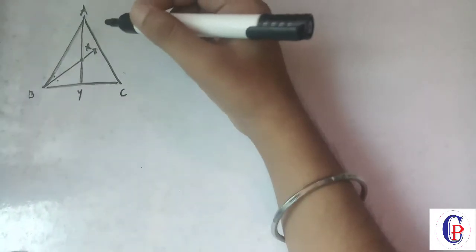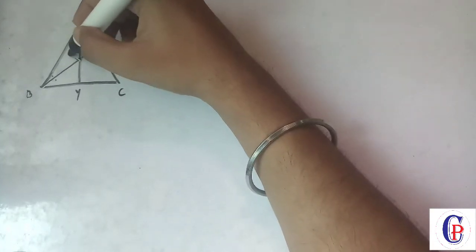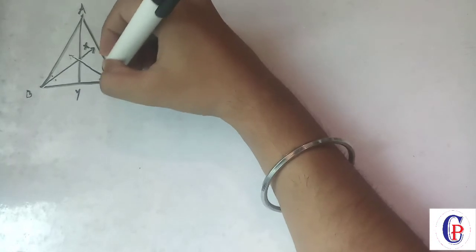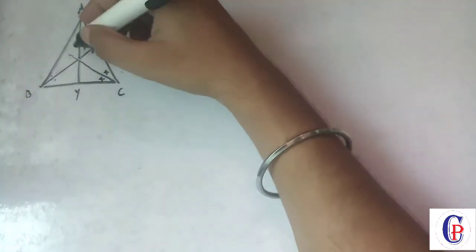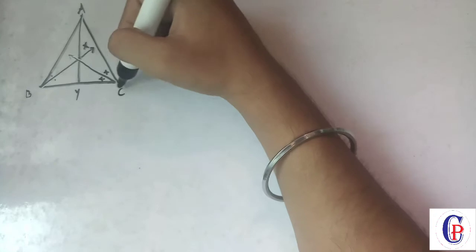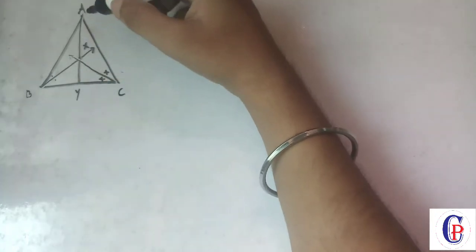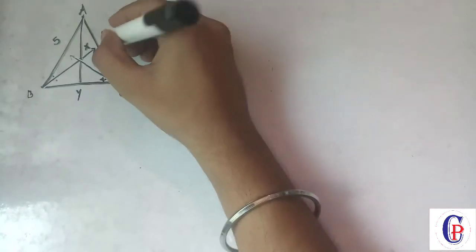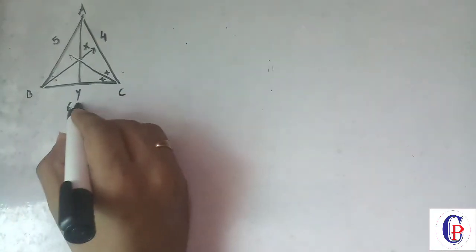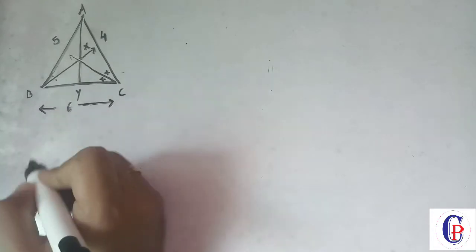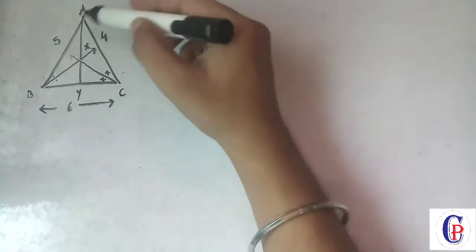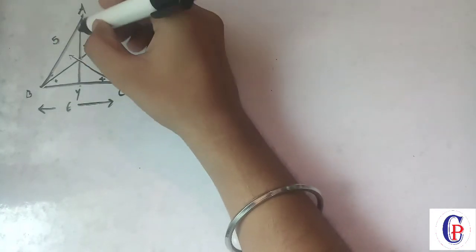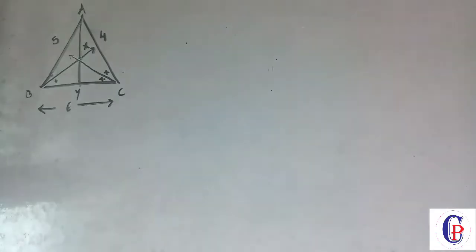And we have one more ray which is CX. There is one more bisector CX, which is bisecting angle ACY. It is given to us that AB is 5, AC is 4 and BC is 6. This whole BC is 6. Now we need to find AX upon XY.